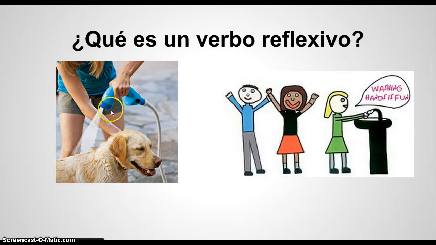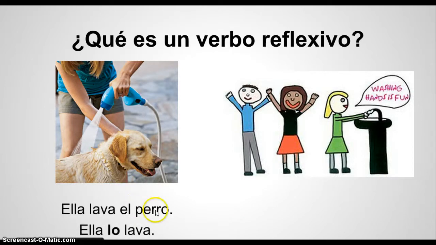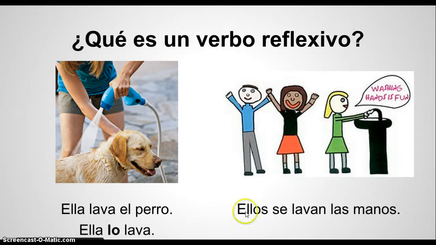Okay. Then we have she washes the dog. Ella lava el perro. Ella lo lava. Lo, we have the direct object pronoun, which is receiving the action of the verb, or which is being verbed, the dog. On the right hand side, ellos se lavan las manos. They wash their hands. Or they wash themselves, their hands. So here we have the se, which is again a pronoun which directs the action back on the doer of the action.